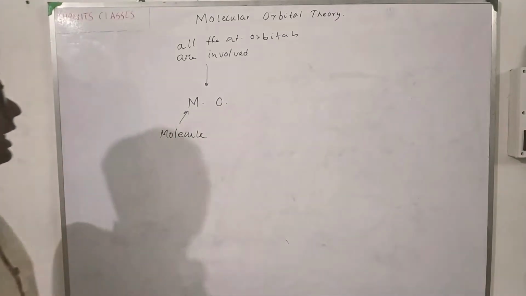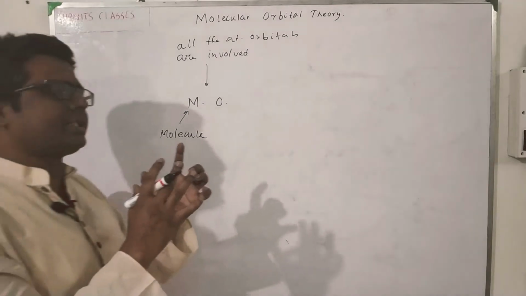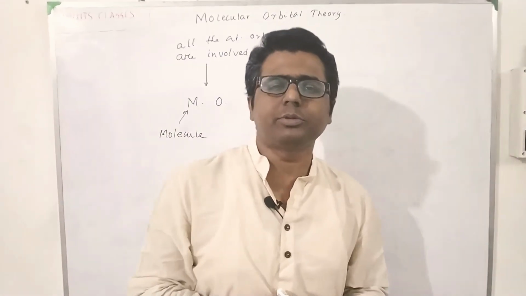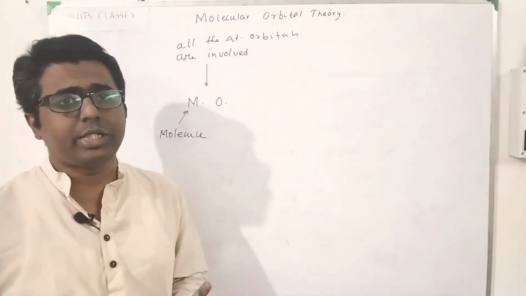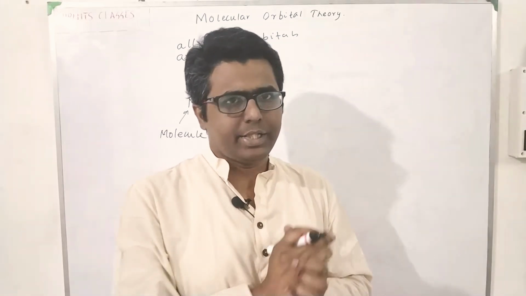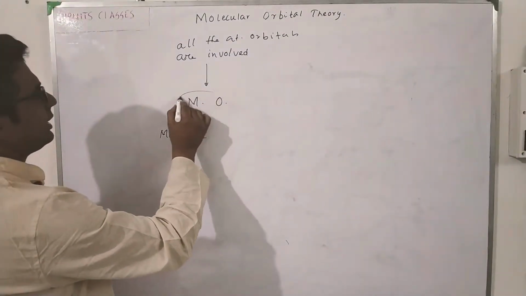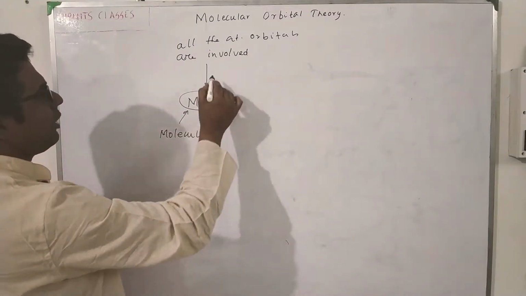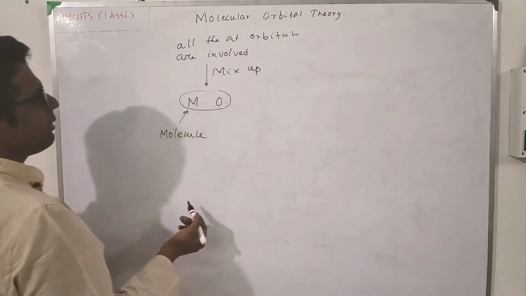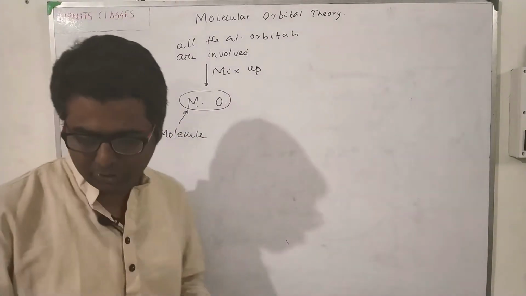And this is basically under interaction of both the nuclei of the atoms. If I am talking about two atoms bonding together, then both the nuclei are involved over here. All the atomic orbitals are taking part in the bonding. When all the atomic orbitals are involved, they mix up to form a new generation of orbitals called molecular orbitals.